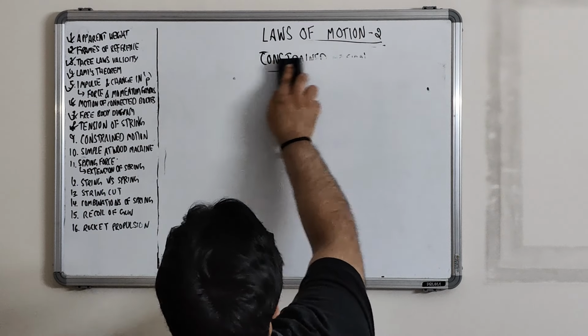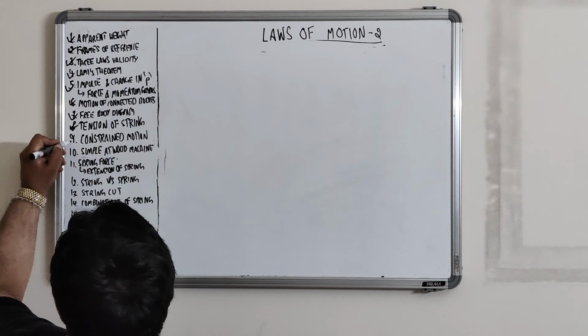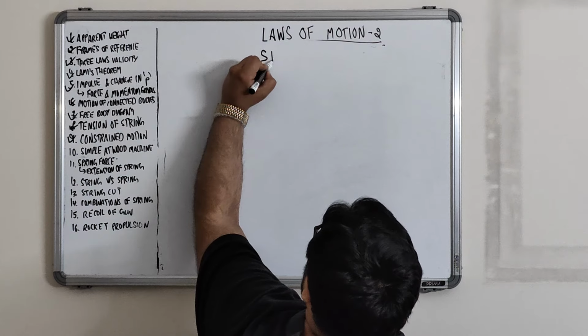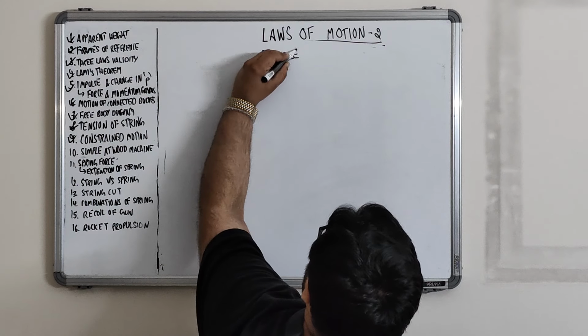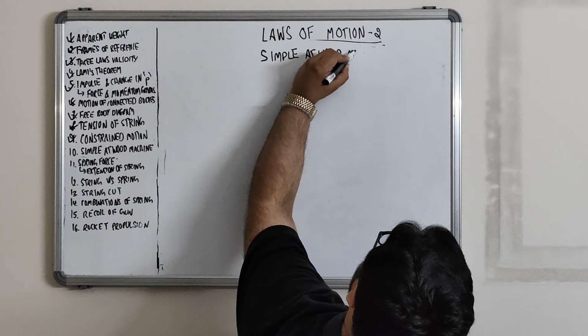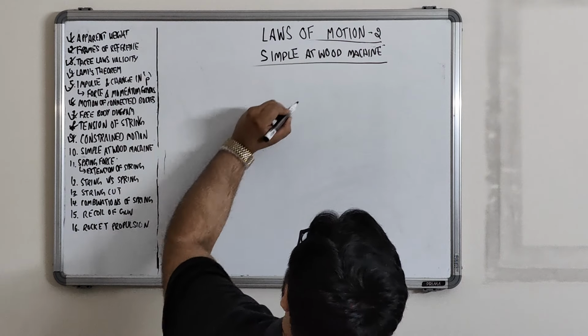Okay, so we are done with constrained motion. Let's talk about the simple Atwood machine. Now this concept can be used directly to solve questions as well. I'll do the derivation real quick and we'll do a question and then we'll move on to the next topic.